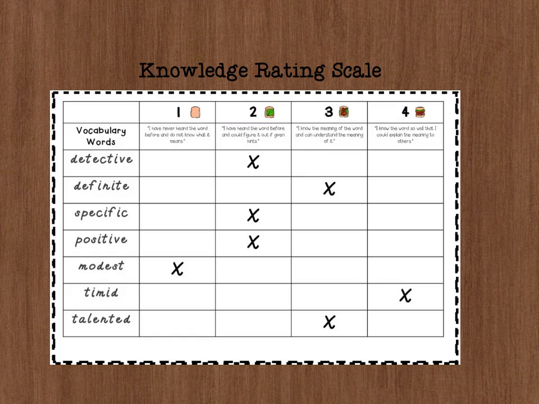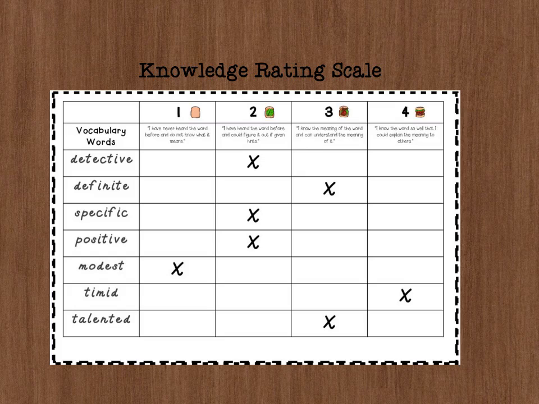So here we see a knowledge rating scale. The vocabulary words go down the side of the page, and we're rating them 1 through 4. 1 being I've never heard of the word, and number 2 is I've heard of it, and I could probably figure it out if I've been given hints. Number 3 is I know the meaning of the word and can understand it.